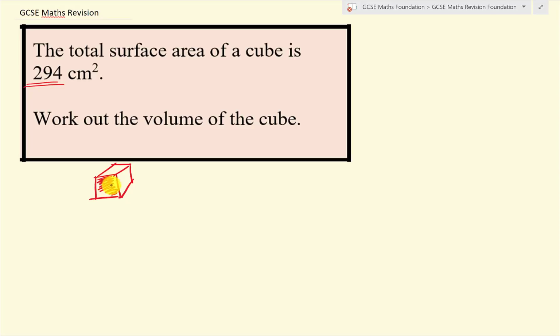So to find out the area of one face, we can start off by dividing 294 by 6. So the calculation, 294 divided by 6. 6 goes into 2 0 times, 6 goes into 29 4 times, 24, 5 remainder, 6 goes into 54 9 times, so 49 centimeters squared. So each face is worth 49 centimeters squared, so it has an area of 49 centimeters squared.